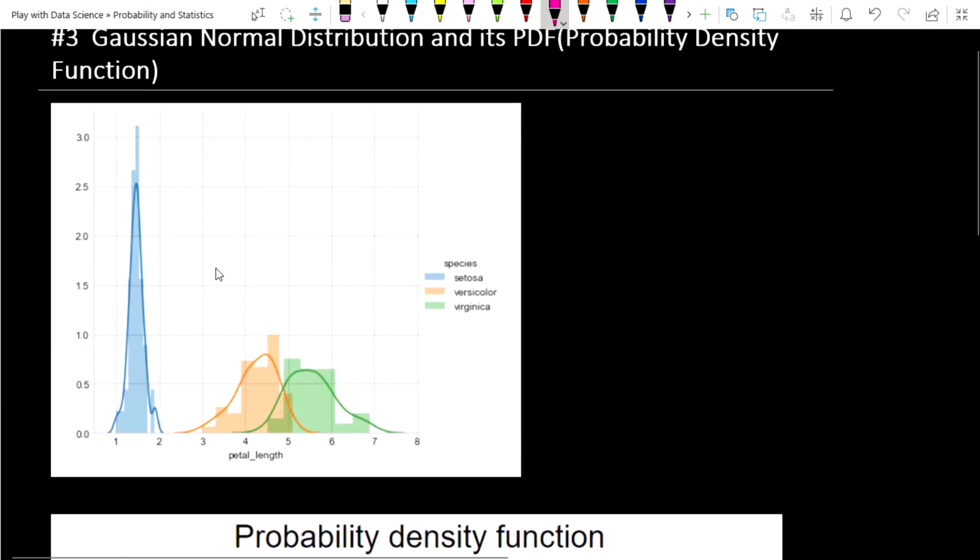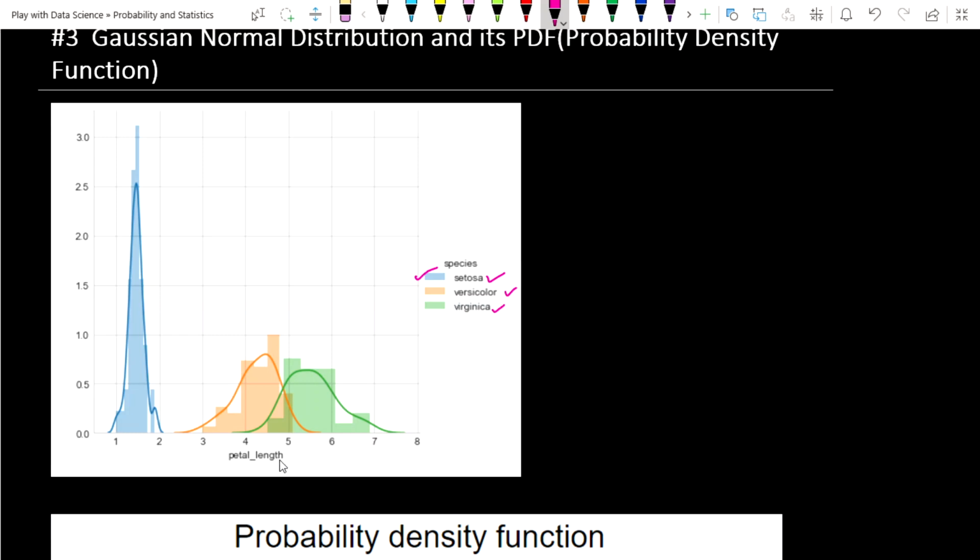I am taking these examples from the previous data, the iris dataset, where we have already seen that there are three kinds of flowers: Setosa, Versicolor and Virginica. I am drawing their probability density functions, using a package from Python that is already available. Just see these blue pictures: this is the probability density function of the Setosa flowers with respect to the variable petal length.